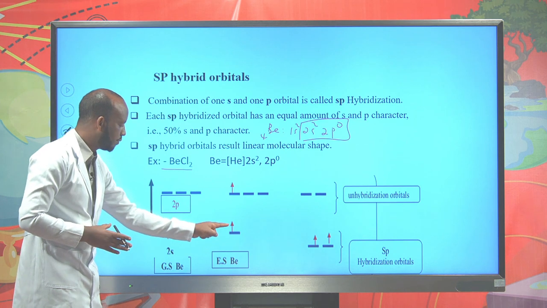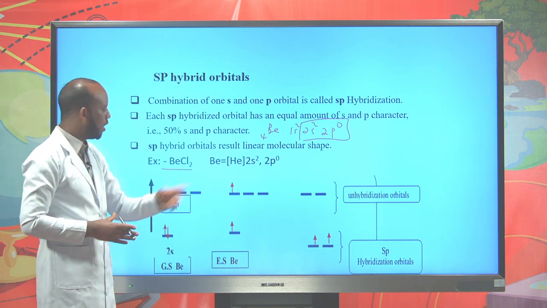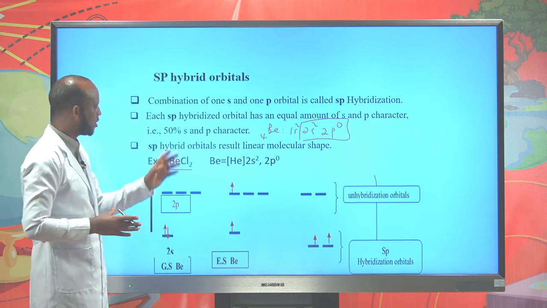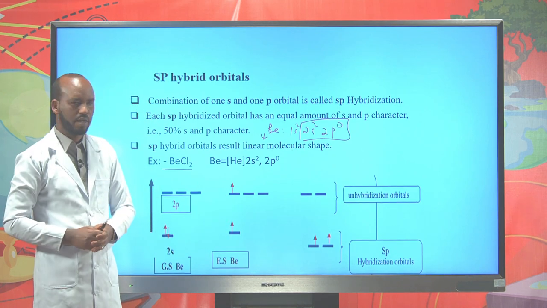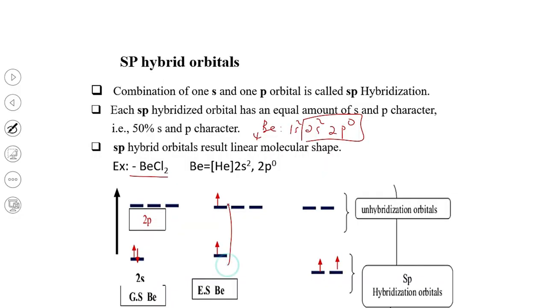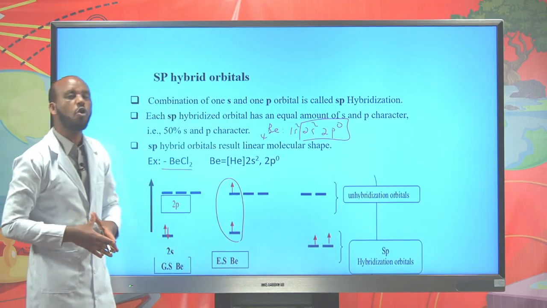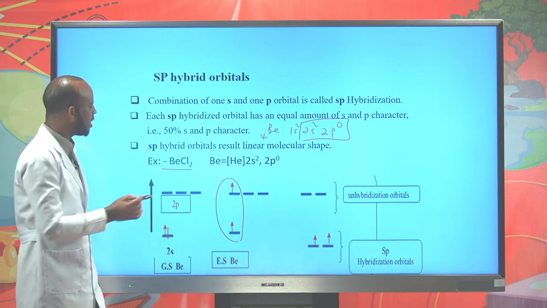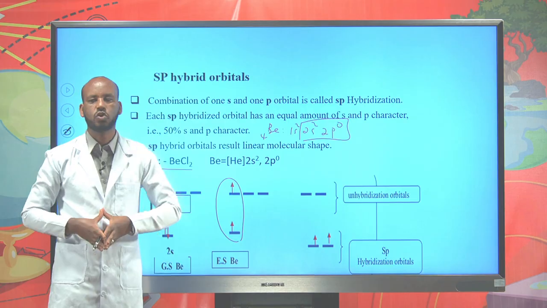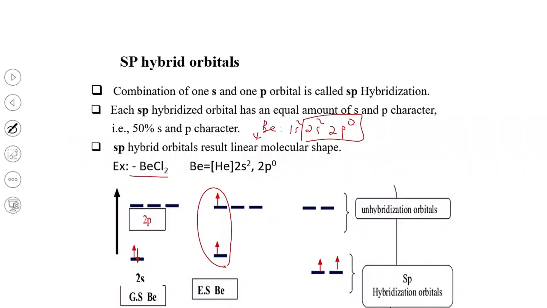Look, 2s atomic orbital has one electron. One of the 2p atomic orbitals also has one electron. There are two half-filled atomic orbitals. Now, s atomic orbital is mixed with p atomic orbital to form sp hybrid orbital. The number of hybrid orbitals equals the number of atomic orbitals mixed. Two atomic orbitals mixed to form two new hybrid orbitals, beryllium is the central atom, look, beryllium.